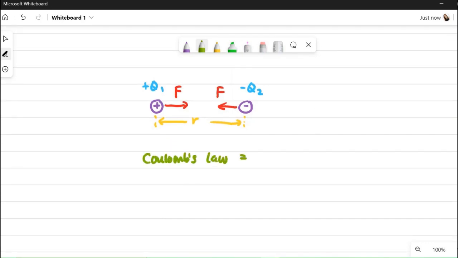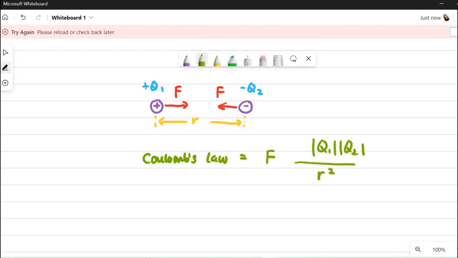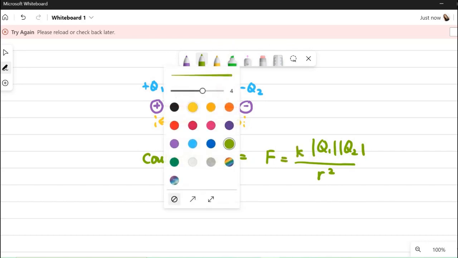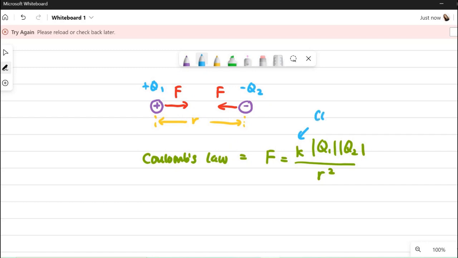According to this law, the magnitude of force is directly proportional to the magnitude of the product of these two charges, inversely proportional to the square of the distance between these two charges, and the proportional constant is K, where K is called the Coulomb constant. This is the magnitude of force between these two charges.